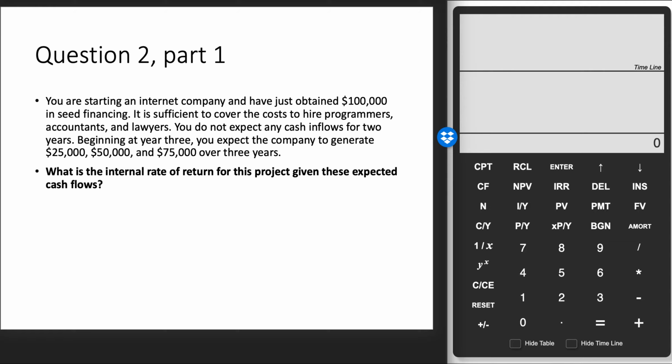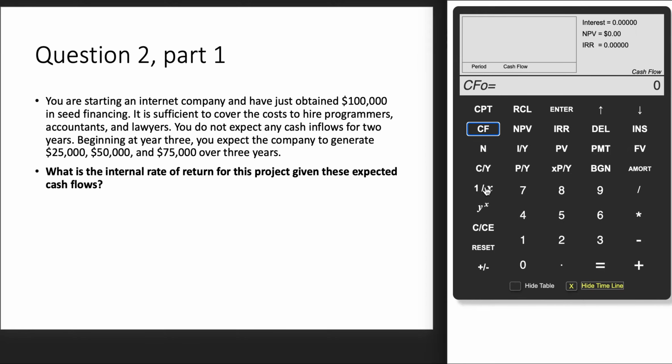But once you do, you expect to generate $25,000 and then $50,000 and then $75,000 over the next 3 years. So again, you're looking at a 5-year timeline here, where the first 2 years do not generate any cash flows, but then the next 3 years do. And the question is, given these expected cash flows, what is my rate of return on a project like this? So that is something we can compute. That's called the internal rate of return. And so let's go ahead and switch to cash flow mode on the calculator and input our timeline.